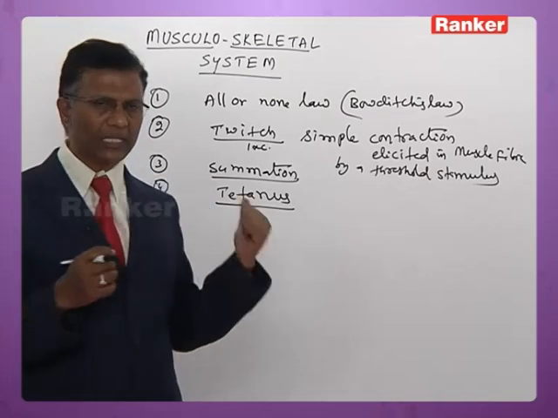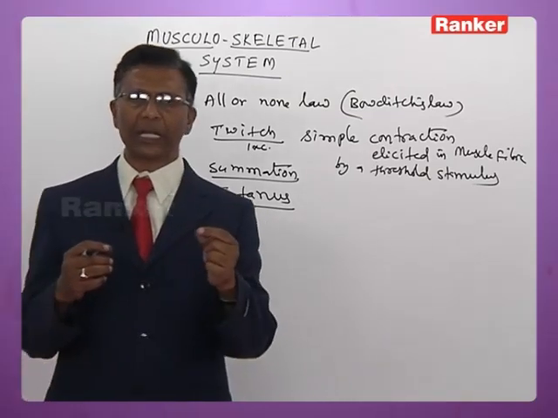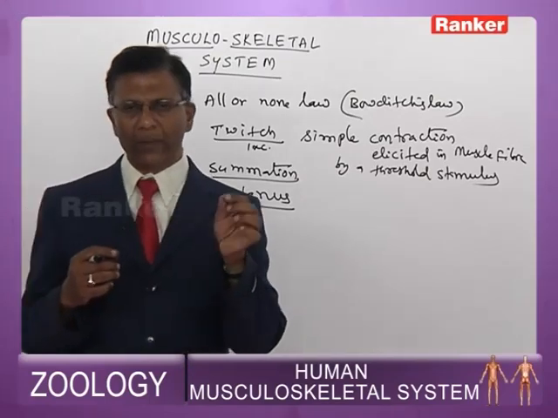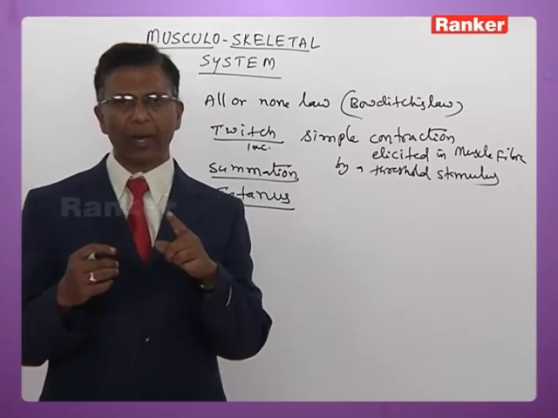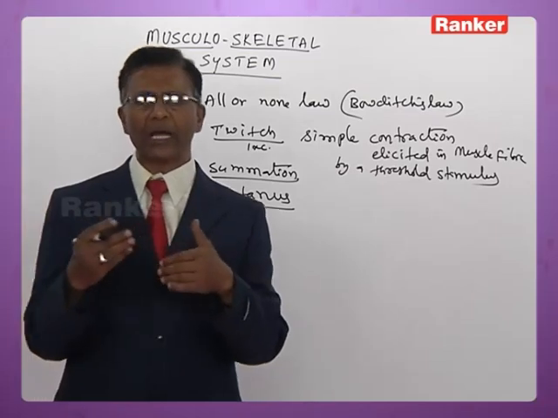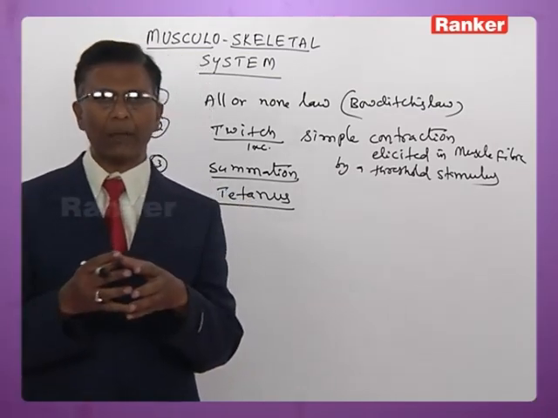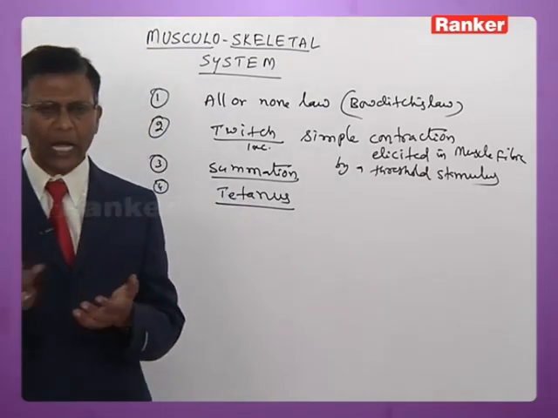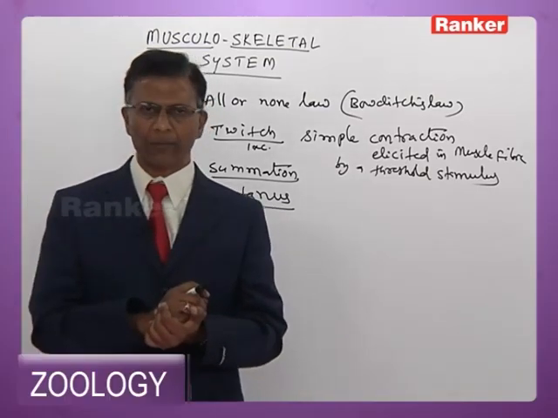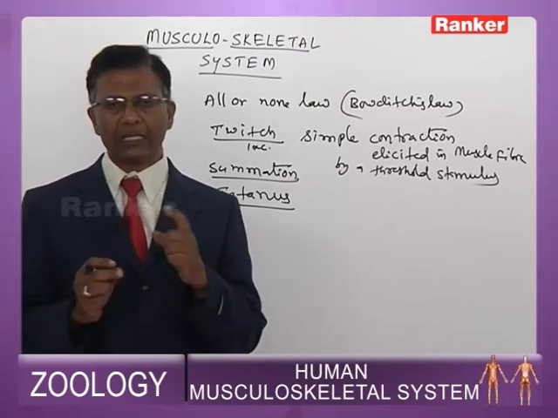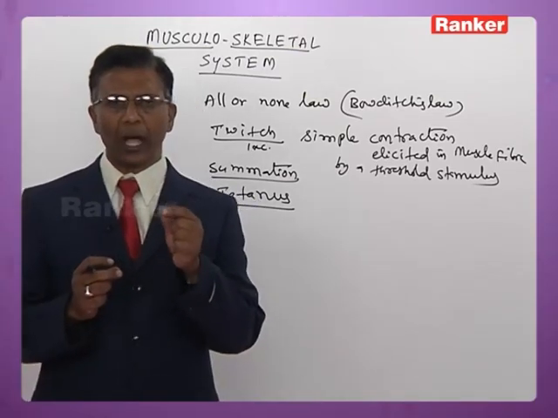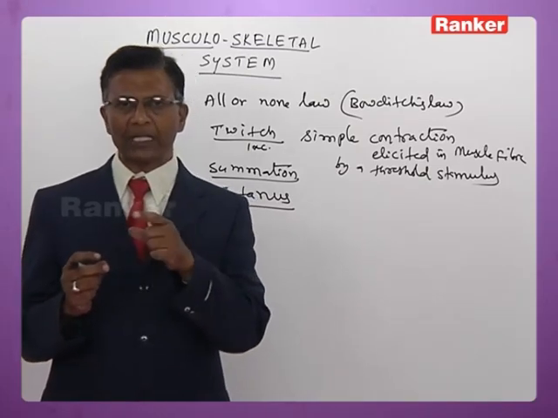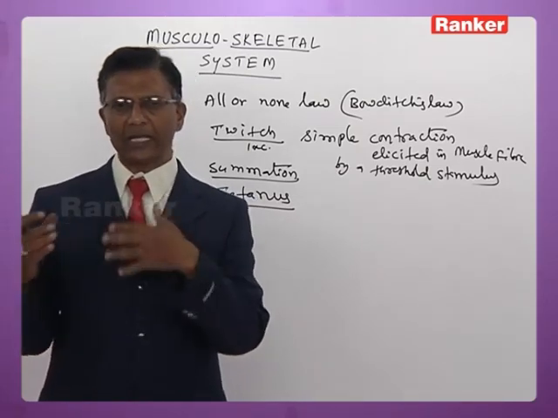So when a single threshold stimulus is given, the muscle undergoes a twitch. Then after relaxation, if another stimulus is given, some more muscle fibers start contracting. For instance, you take a muscle body, either the biceps or triceps muscle, it may be made up of around 10 to 15 bundles of muscle fibers, 10 to 15 fascicles. When the first threshold stimulus is given, 1 or 2 fascicles will contract. Then when another stimulus is given, some more fascicles start contracting.